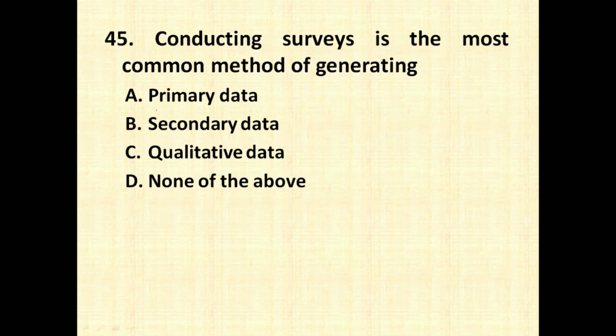Conducting a survey is the most common method of generating primary data, secondary data, qualitative data, none of the above. So option number A, primary data, is the right answer for this question. Primary data is the data which is collected for the first time with the help of survey or questionnaire or interview or schedules, while secondary data is the data which has already been collected by a different person. It may be from websites, internet, government reports, from some books, magazines, newspapers, etc.